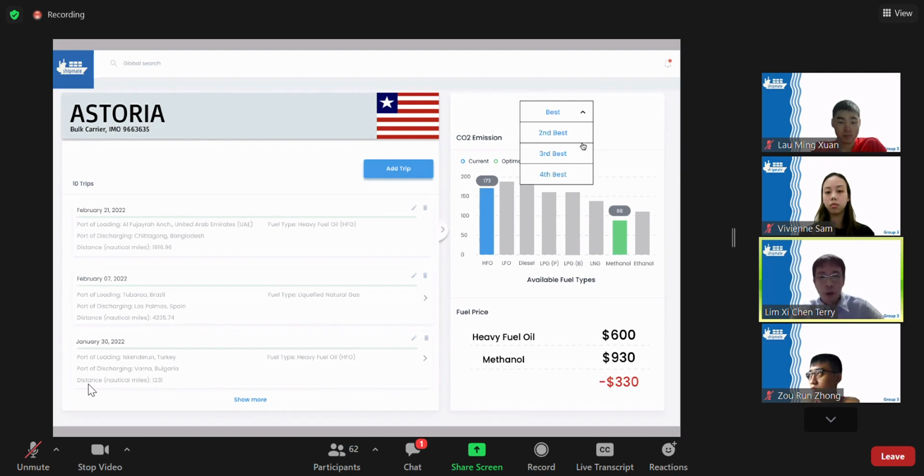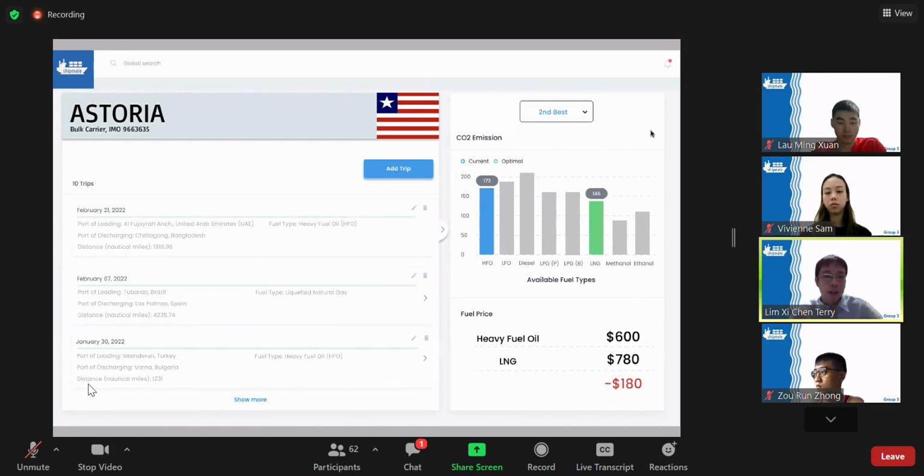However, if the ship owner feels that the additional cost incurred is too high, they can opt to see the next best option up to the 4th best option. So now let's see the 2nd best option. Here we can see that the fuel price is lower for the 2nd best option of LNG, but the CO2 emission will be higher than that of the 1st option of methanol. I'll now end the live demo and go back to the slides.